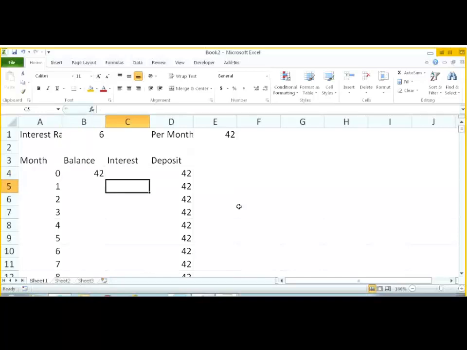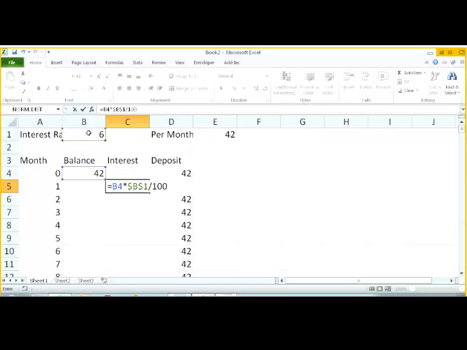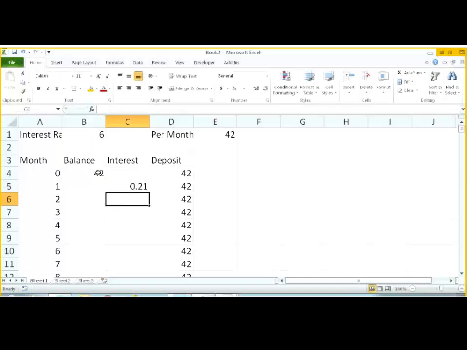Now, at the end of that month, I'm going to get some interest on that $42. So the amount of interest is going to be equal to the balance from the previous month times the interest rate, which is 6%. But I have to convert that. Well, first I have to put the dollar sign so that it uses that number all the time. I'm going to divide by 100 to get a decimal, and I'm going to divide by 12 because I have 12 months. So that first month I get 21 cents of interest.